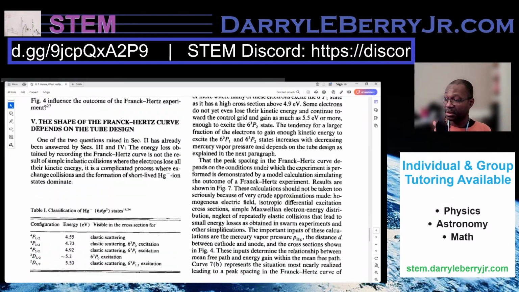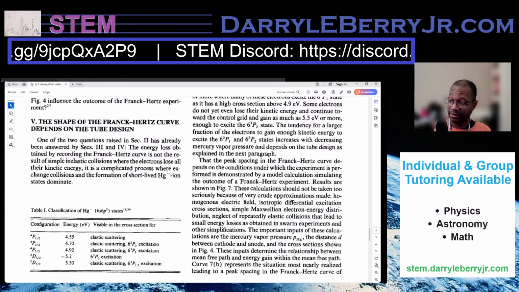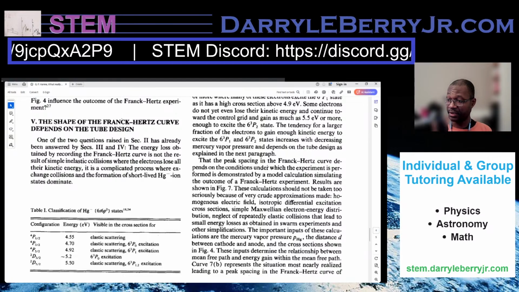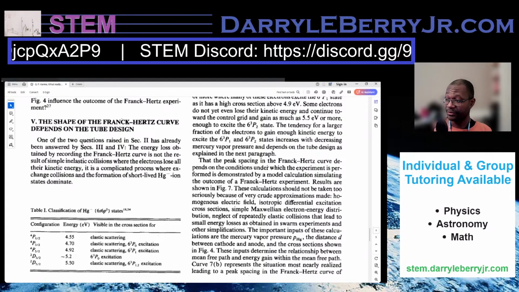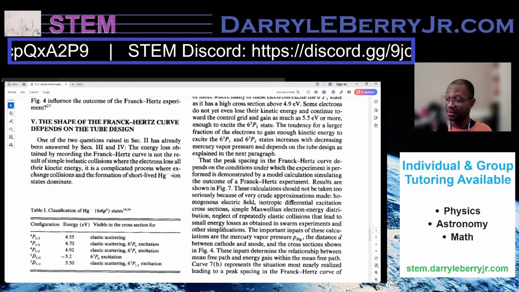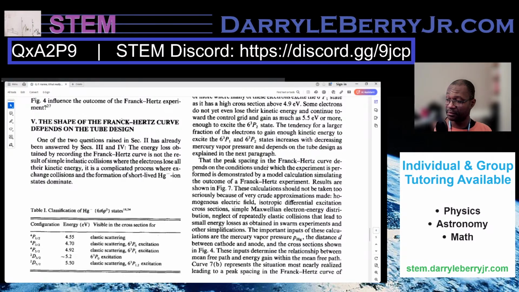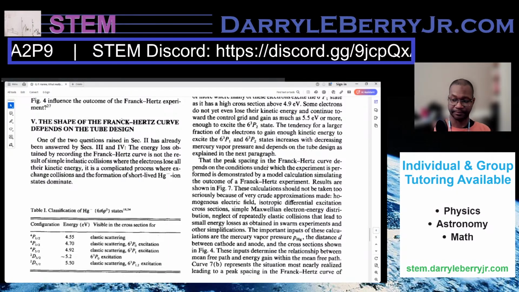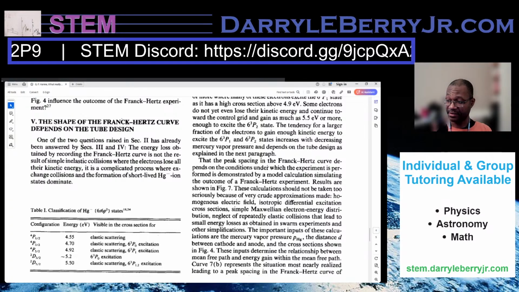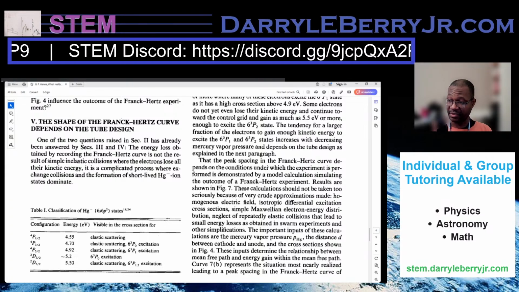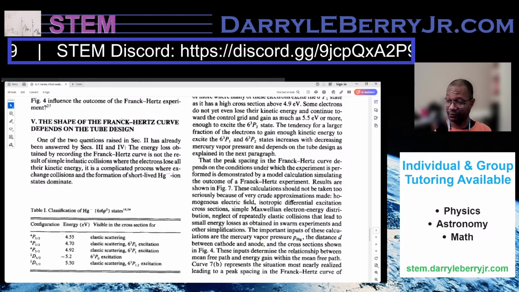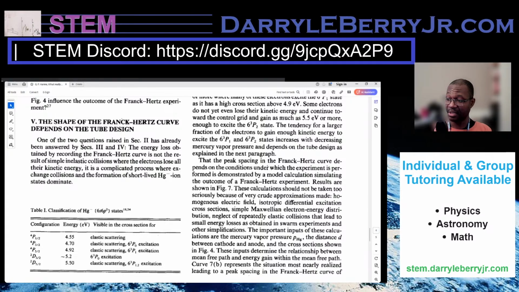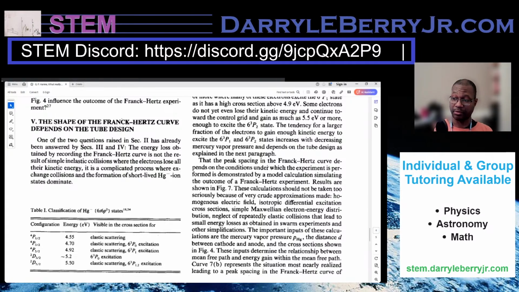The peak spacing in the Frank-Hertz curve depends on the conditions under which the experiment is performed. Hold up. Oh, I see. The peak spacing in the Frank-Hertz curve depends on the conditions under which the experiment is performed. It is demonstrated by a model calculation simulating the outcome of a Frank-Hertz experiment. Results are shown in Figure 7.